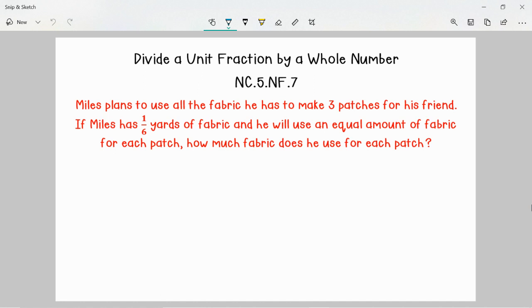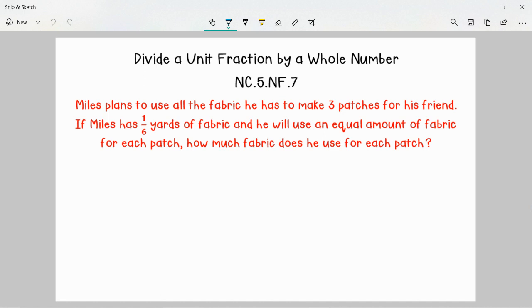Let's take a look at the word problem here. It says Miles plans to use all the fabric he has to make 3 patches for his friend. If Miles has 1/6 yards of fabric and he will use an equal amount of fabric for each patch, how much fabric does he use for each patch?